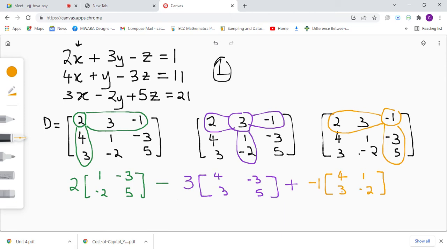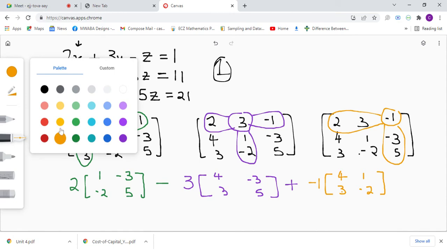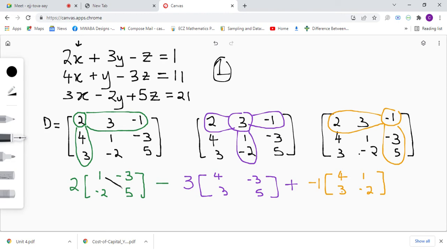All right, so now we're going to solve for the matrices like this. I'm going to say 1 times 5, that gives us 5. Negative 2 times negative 3, that gives us 6. So below you're going to write 2, then you open brackets. In the bottom value 5 minus 6.